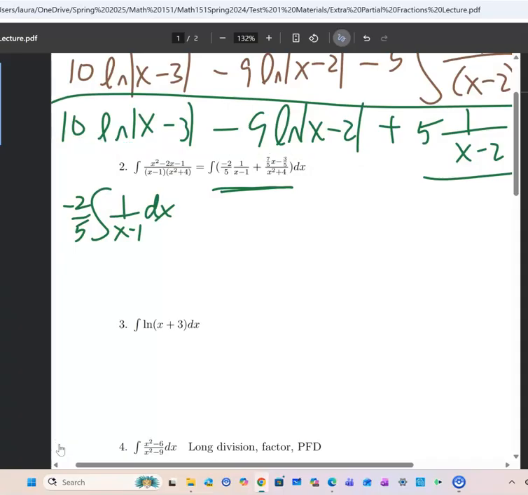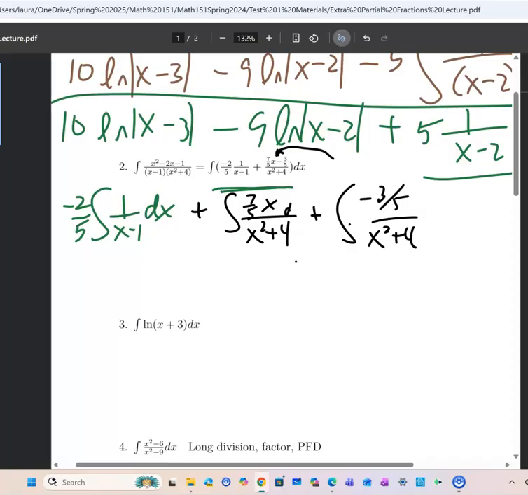Okay, this one here, again, not very profound, but very important step, is to separate it around the subtraction in the numerator. So I'm going to say plus, and then I'm going to say 7/5 x over x squared plus 4 plus a negative 3/5 over x squared plus 4. Oops, dx, dx.